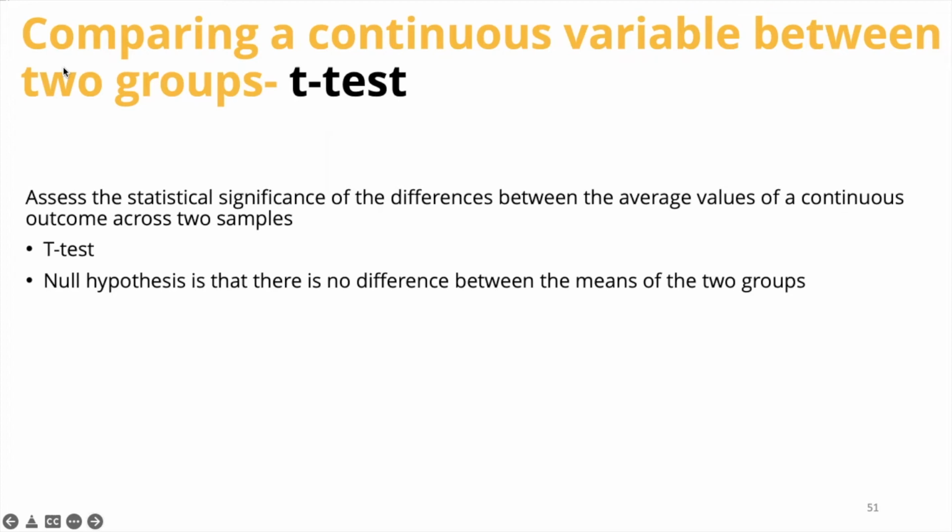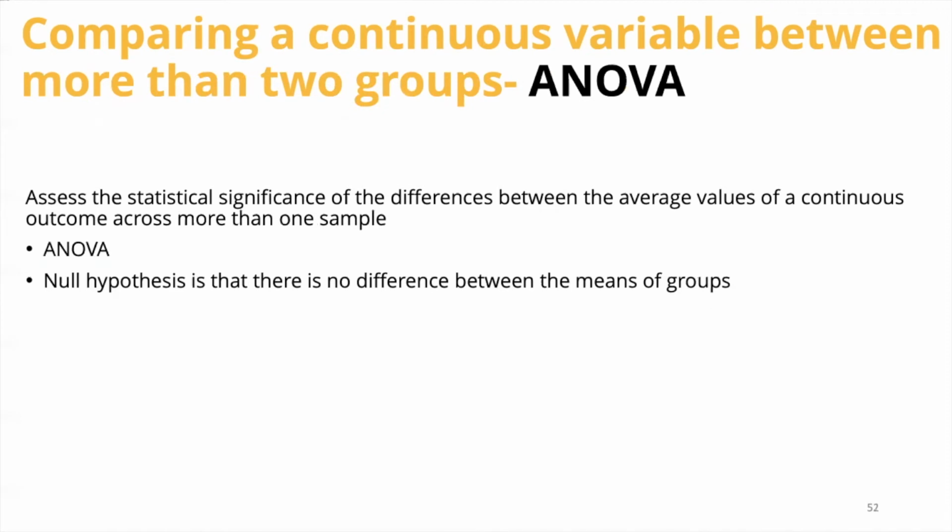So if we want to compare a continuous variable between two different groups, we might want to use something called a t-test. A t-test assesses the statistical significance of the difference between the average of a continuous variable for one group compared to another group. It's essentially what it is. And you're trying to reject the null hypothesis that there's no difference between the means of the two different groups.